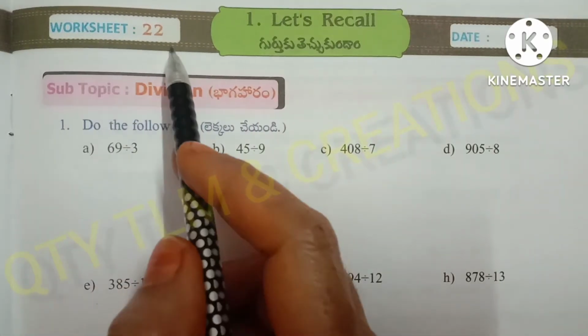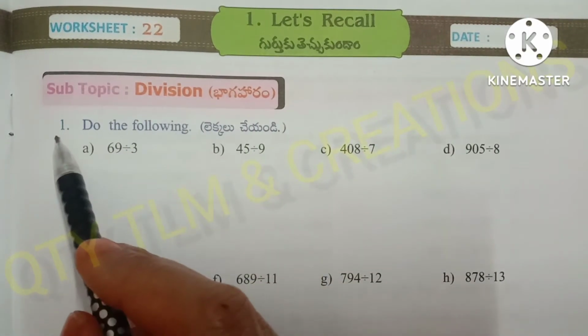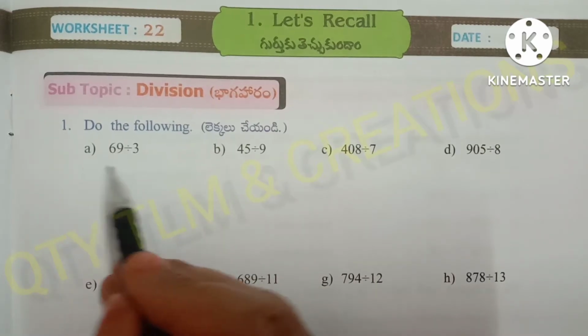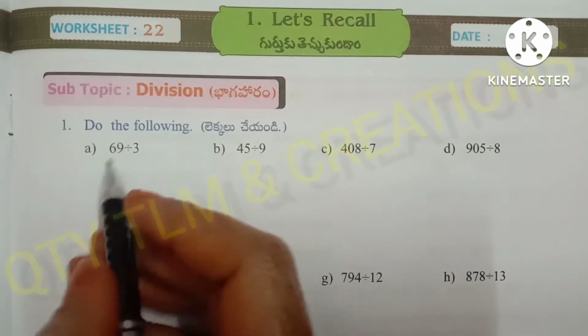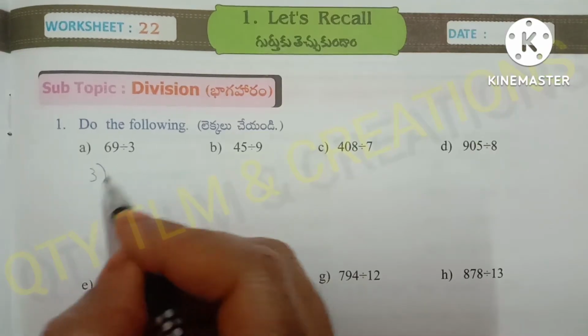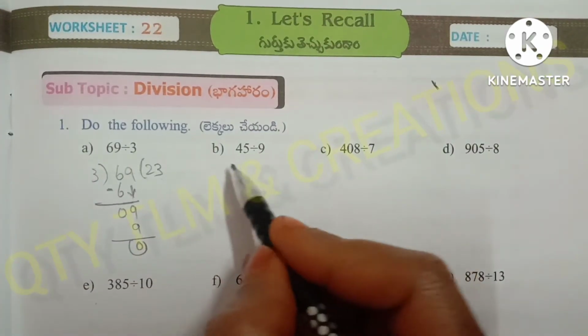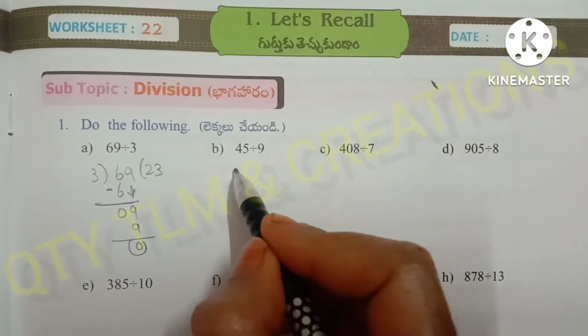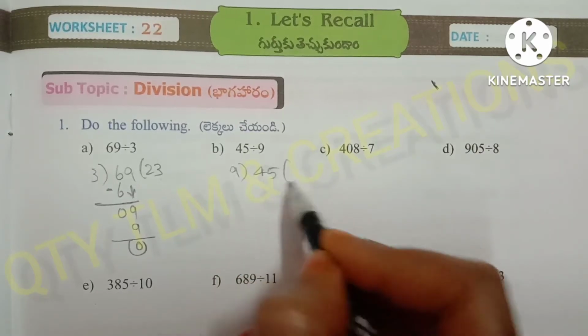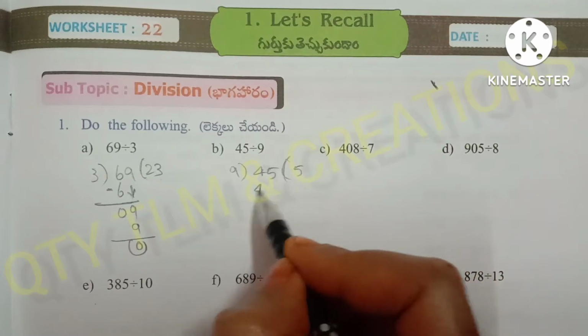Next worksheet number 22, subtopic division. First question, do the following. Here A, 69 divided by 3. Here 3 divides 69 for 23 times. Next B, 49 divided by 9. 9 divides 45 for 5 times.